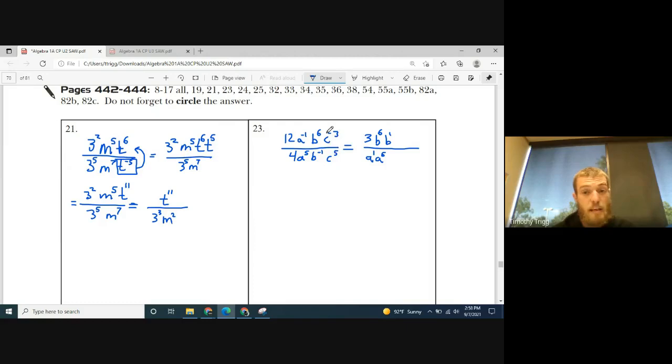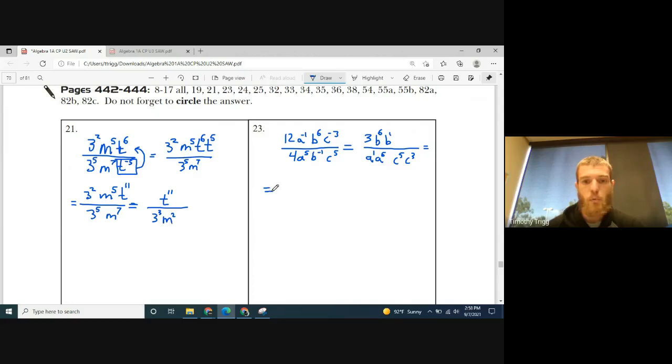Same idea with the c's. Here we have a c to the negative 3 on top. It needs to come on the bottom, and it'll become a c to the positive 3. Remember, those negative powers, whenever you move them, they become positive powers. And generally, we prefer things written in positive powers. That's usually what you're going to see on tests and so forth.